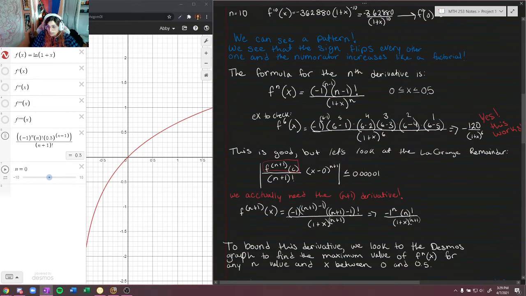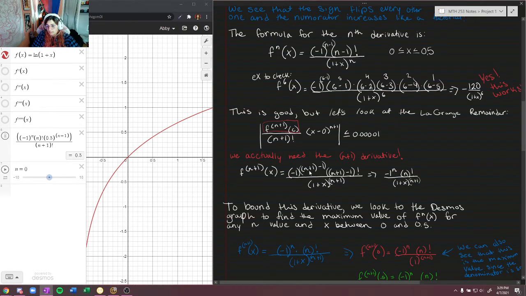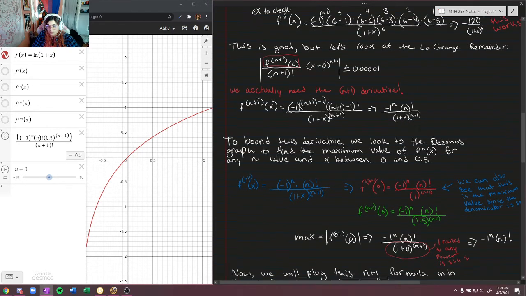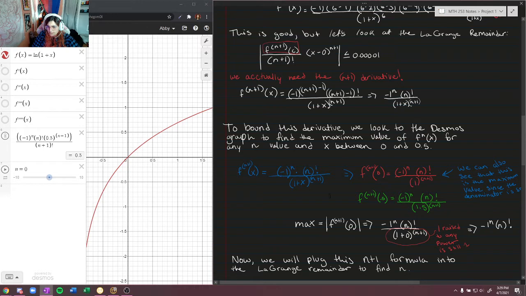But when we look at the Lagrange remainder, which is what we need to use, we actually see that we need it for the n plus 1 derivative. So we need to plug in n plus 1 everywhere that there was an n in the above equation. This simplifies to this right here, because it'll be n plus 1 minus 1, so we just have n factorial, and on the denominator we have 1 plus x to the n plus 1. So that's good because now we have the function for the n plus 1th derivative. And now we need to bound this.